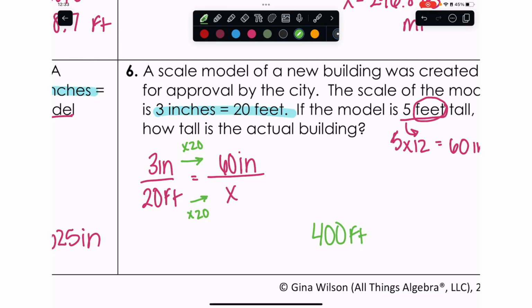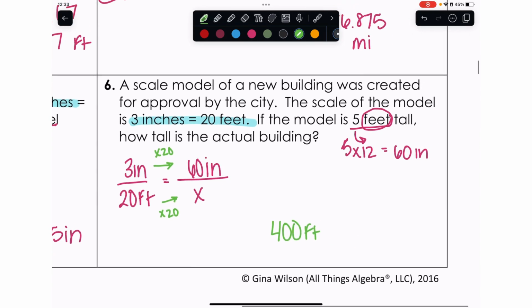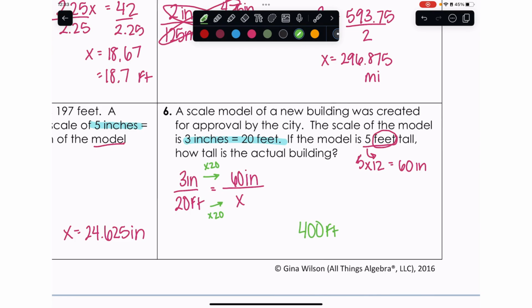And that makes sense, right? We're talking about a big building, 400 feet. If you flipped it around and you put the 5 on the bottom, you would have gotten a really weird answer, and it would not have made sense. Okay, so that's going to be number 6. That one was kind of tricky there. Most of them won't be like that, though.